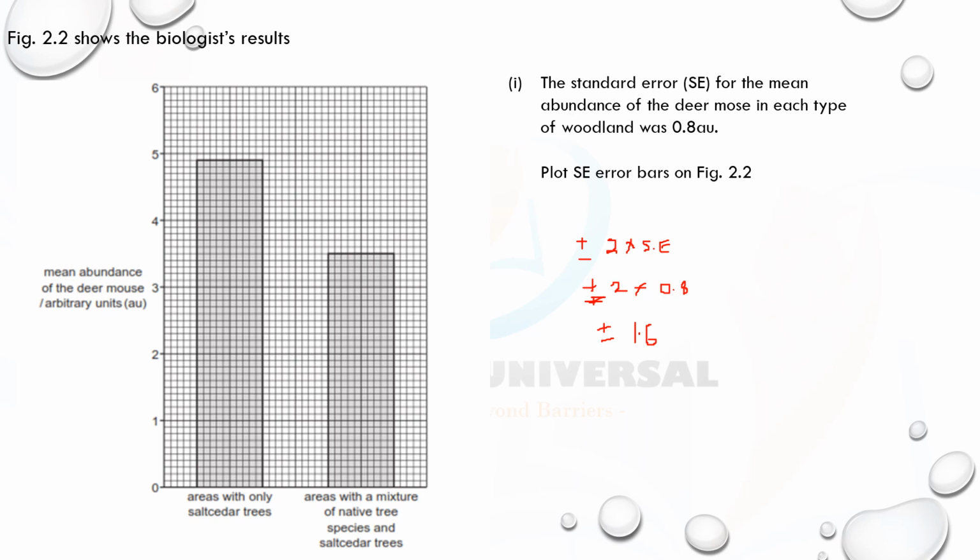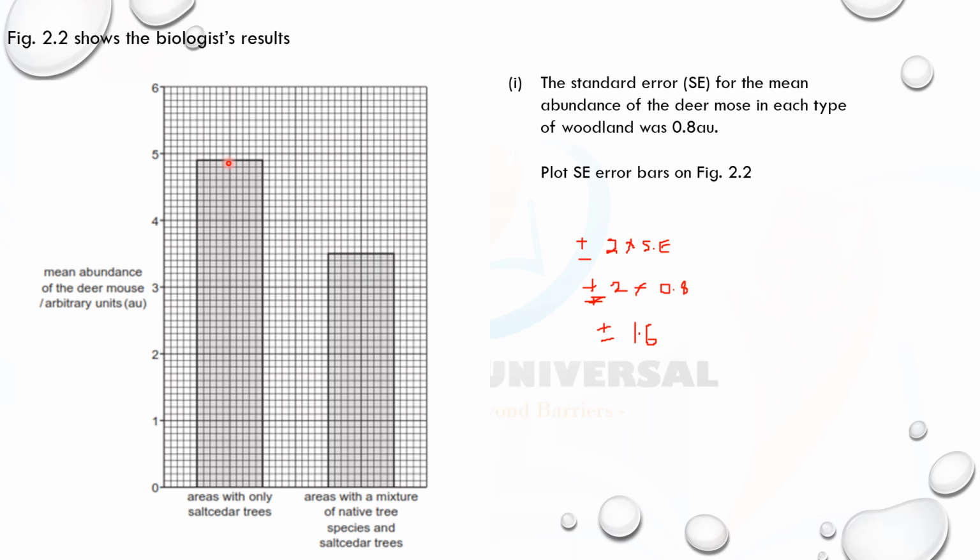So how do I draw this? Because the question says plot it. How do I plot it here? Now if you come to each one here, check the value of one box. 10 boxes give us 1 unit, so 1 box will be 1 divided by 10, that's 0.1. And I want to plot 1.6, plus or minus. So plus means up and minus means down.